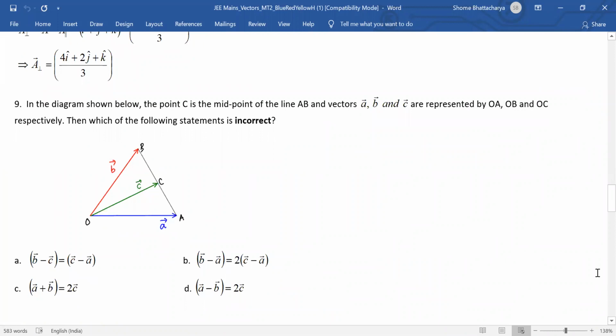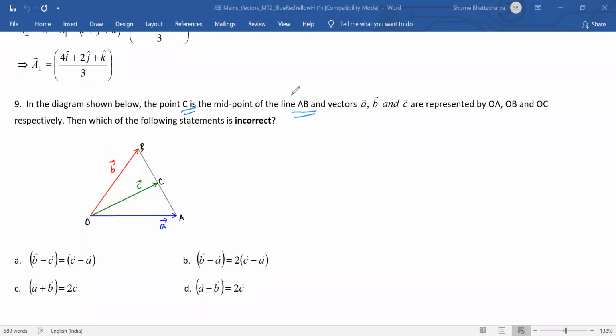Okay, now this was a bit of a tricky question. So just go through this, I'll explain. So this is the important thing over here, that C is the midpoint of the line AB.